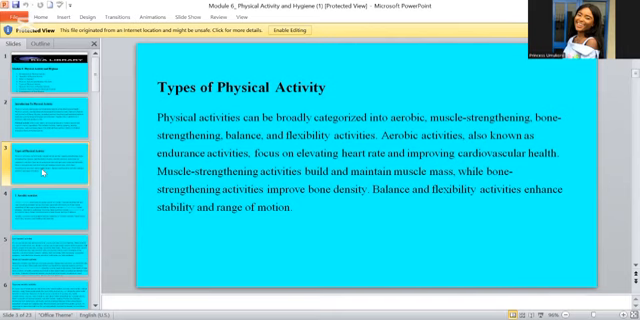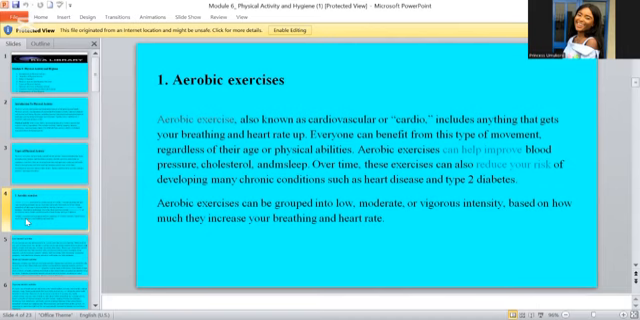Physical activity can be broadly categorized into aerobic, muscle strengthening, bone strengthening, balance, and flexibility activities. So we'll be looking at each of these types of physical activity one after the other, starting with aerobic exercises. Aerobic exercise, also known as cardiovascular or cardio, includes anything that gets you breathing and your heart rate up. Aerobic exercises can help improve blood pressure, cholesterol, and sleep.